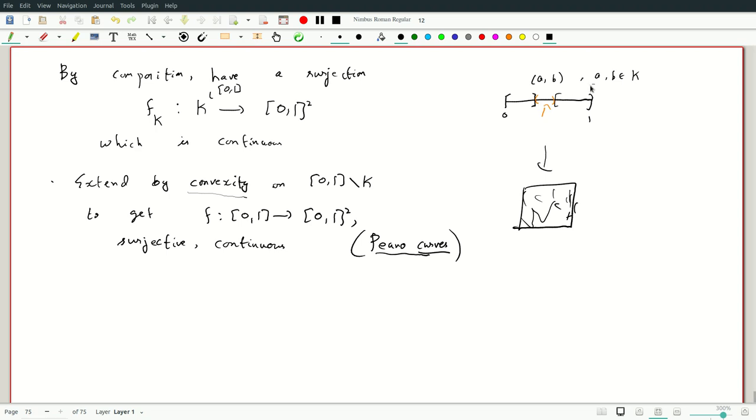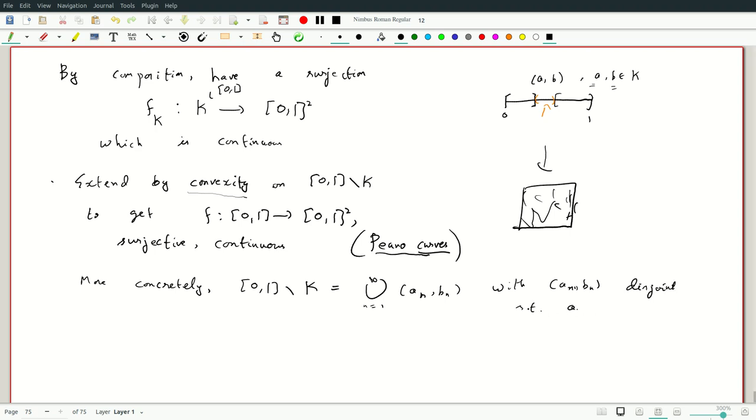Now what we know is we already have f defined on a and on b, and we want to extend it to an interval. So, more concretely, [0, 1] minus K is the union of intervals, in fact, the union over n equals 1 to infinity of (a_n, b_n), with the (a_n, b_n) disjoint intervals such that a_n and b_n both belong to K. Okay, and then we can define it on the closed interval, and it will be consistent with the old definition.